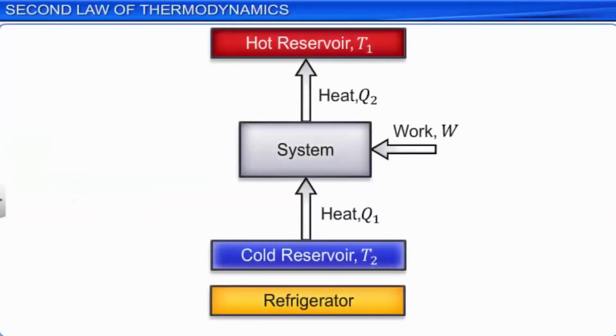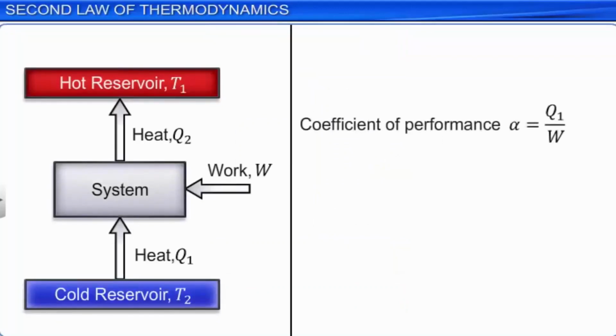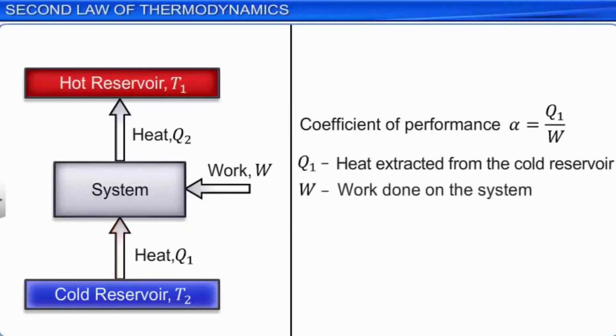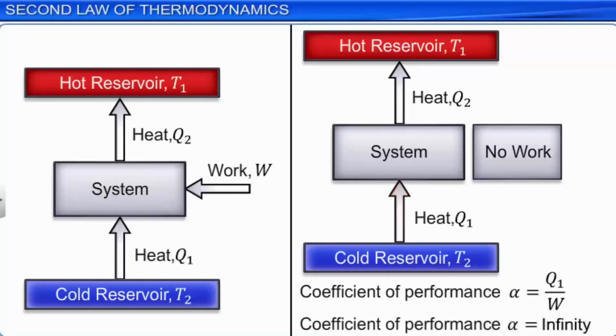There is another version of the second law of thermodynamics, which explains a fundamental limitation to the coefficient of performance of a refrigerator. Earlier, you learned that the coefficient of performance of a refrigerator, alpha, is equal to Q1 by W, where Q1 is the heat extracted from the cold reservoir, and W is the work done on the system. If W is equal to 0, then the coefficient of performance is infinity. This means a refrigerator with a coefficient of performance equal to infinity can extract heat from a cold reservoir and release it to a hot reservoir without any external work on the system. Such a refrigerator is known as a perfect refrigerator.